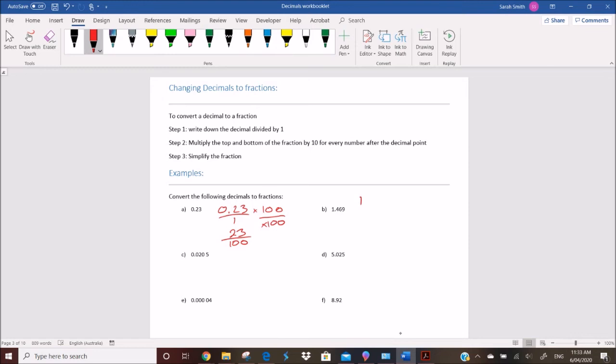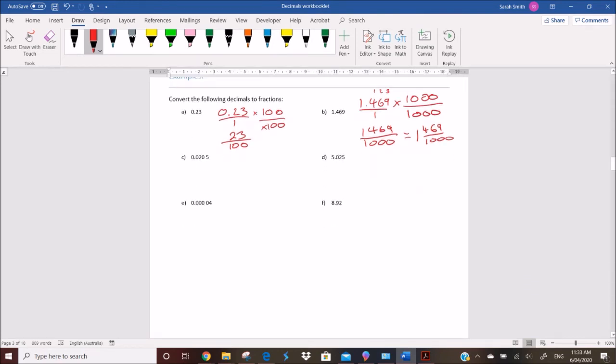Over here, we're going to have 1.469 over 1. We've got 1, 2, 3 decimal places, so we're going to need to have 3 zeros. So we're going to have 1,469 divided by 1,000, or we can say we're going to have 1 and 469 over 1,000. Again, that's as simple as that one goes. We can't simplify it any further.